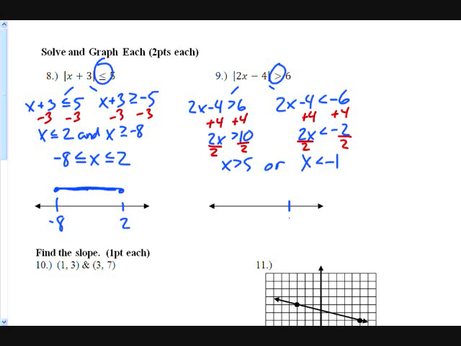And then, of course, the last thing I do is check it. I want to be less than the negative 1, greater than the 5. I don't have any overlap, so I don't need to tweak this solution at all. So each of these ended up being a good solution. Okay?